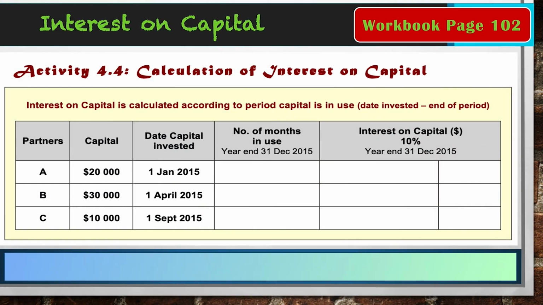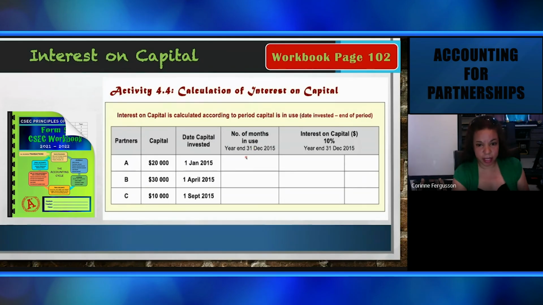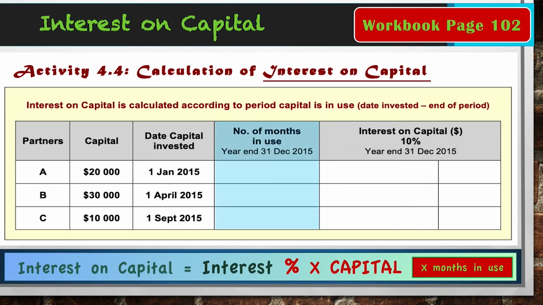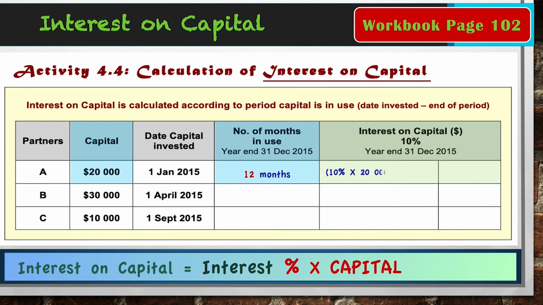All right, this is basically it. You're going to do 4.4. Basically, you're filling out the table here. You have to find out if the year ends on the 31st of December. So I didn't put that. Yes, year end 31st of December. For example, if they invested it on the 1st of January, how many months was it invested for? The full year, so that will be 12 months. So you will just have to find 10% of 20,000.